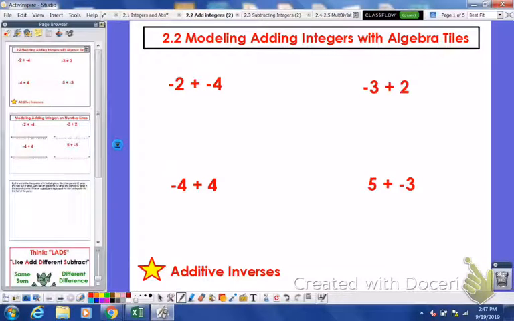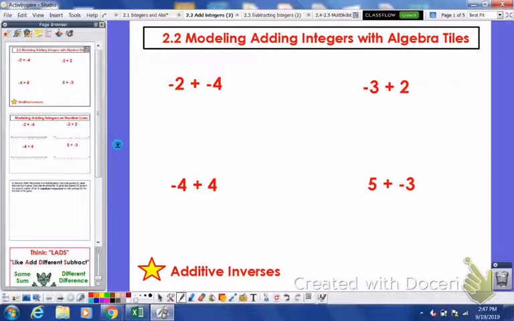Here we go with section 2, modeling adding integers with algebra tiles. I told you in the last lesson that we would be working with negative integers in this chapter, so lesson 2, here we go. Now, it says to model with algebra tiles, but obviously you cannot move algebra tiles around on your notes, so we are going to use pluses and minuses.